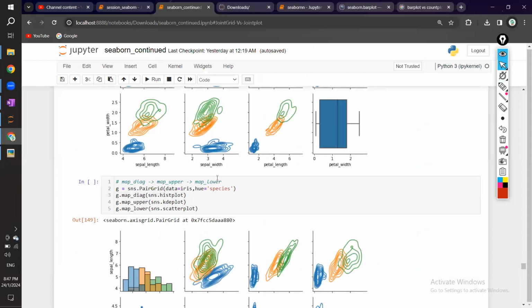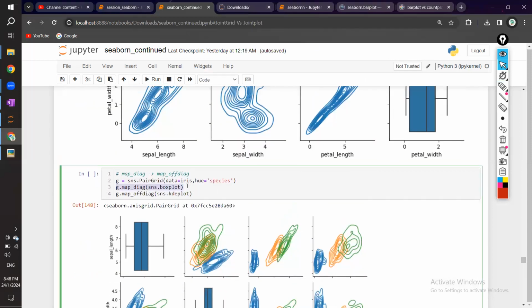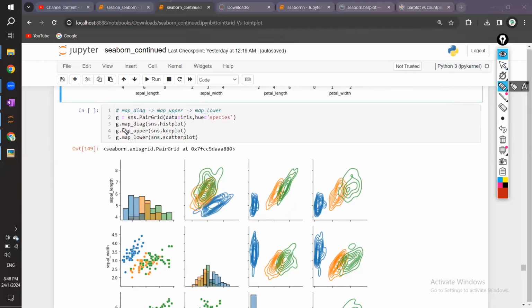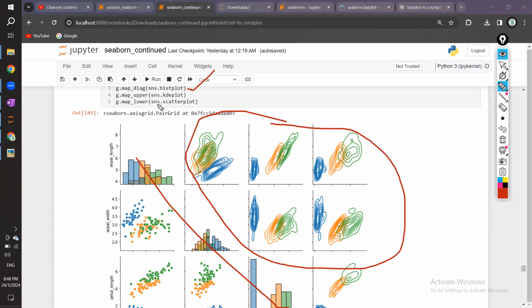Continuing ahead, the first thing we have over here is diagonal and off diagonal. That means in the diagonal there will be a box plot, and apart from the diagonal you have KDE plot. You can also have more options. Over here you have g.map_diag, which means in the diagonal it should be histogram, above the diagonal is KDE and below the diagonal is scatter plot. Simple. So in the diagonal part all these are histograms, the upper diagonal ones are KDE, and the lower ones are scatter plots. So you can have different combinations.